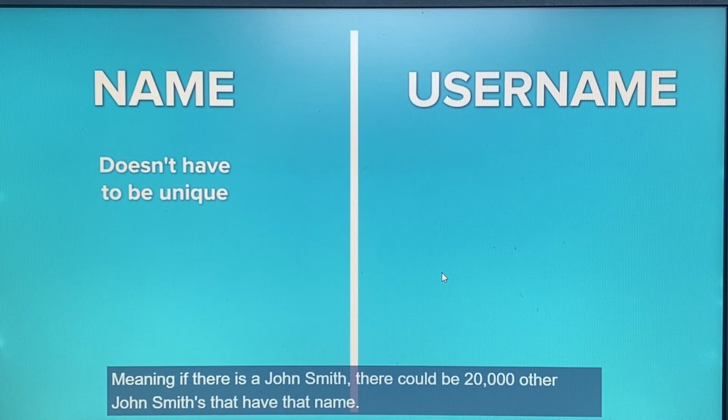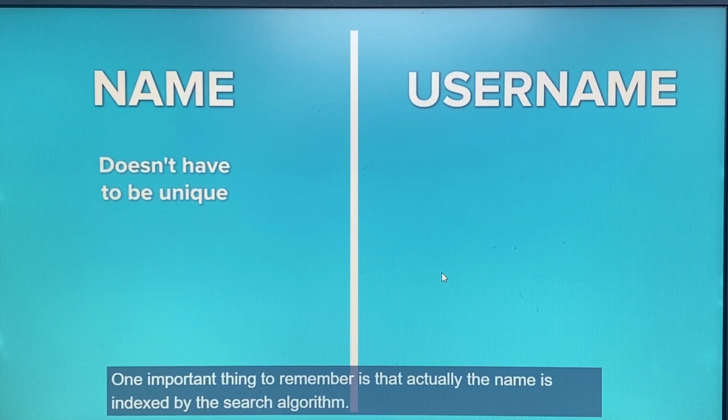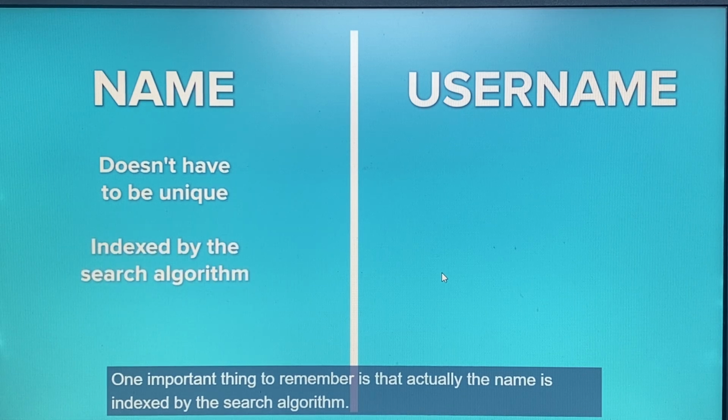Meaning if there is a John Smith, there can be 20,000 other John Smiths that have that name. So it doesn't have to be unique. One important thing to remember is that actually the name is indexed by the search algorithm.